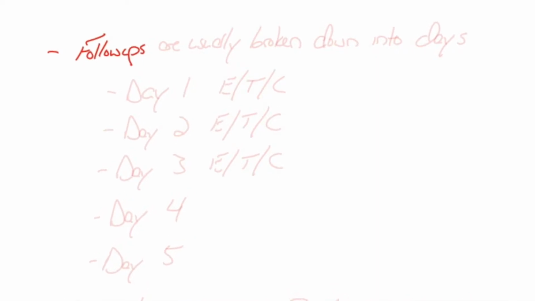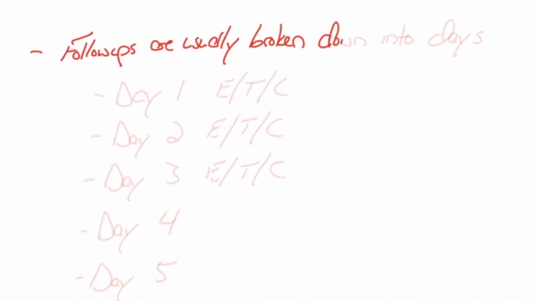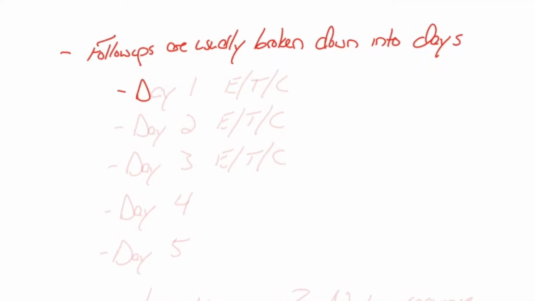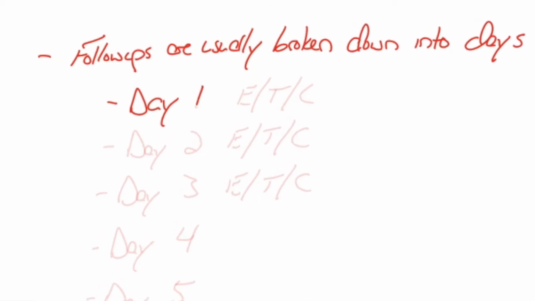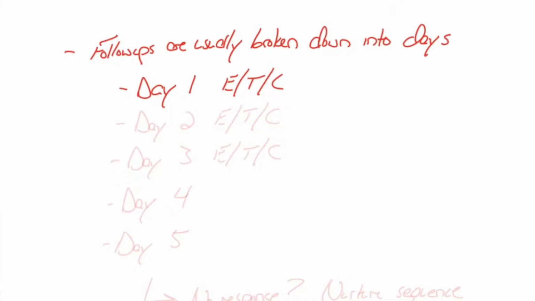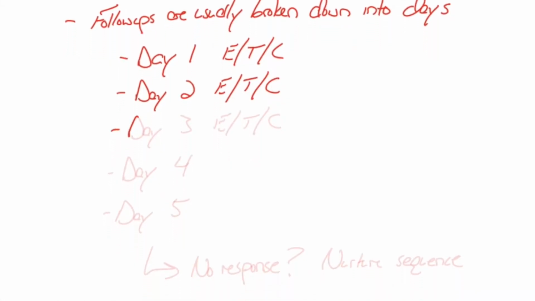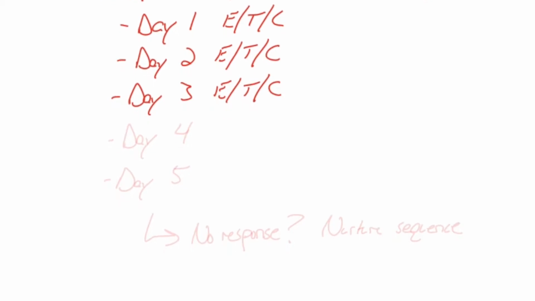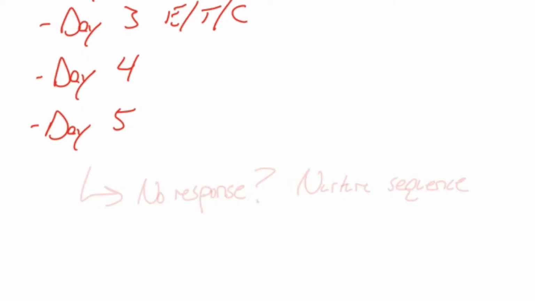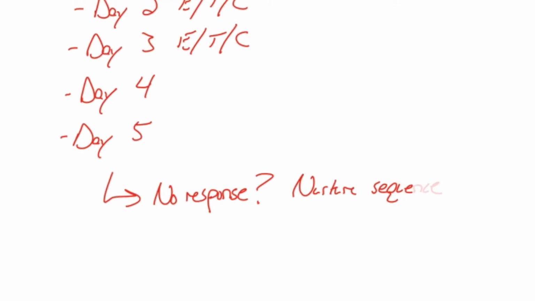Now, when thinking about these, follow-ups need to be broken down into days, because not everybody checks their email every single day. Like I do, obviously, but a vast majority of the population does not. So follow-ups are broken down into days. Like day 1, you're sending an email, text, and a call. 3 pieces of collateral that you need material for. Day 2, email, text, call. Day 3, email, text, call. And if there isn't a response, you put them in the nurture sequence.